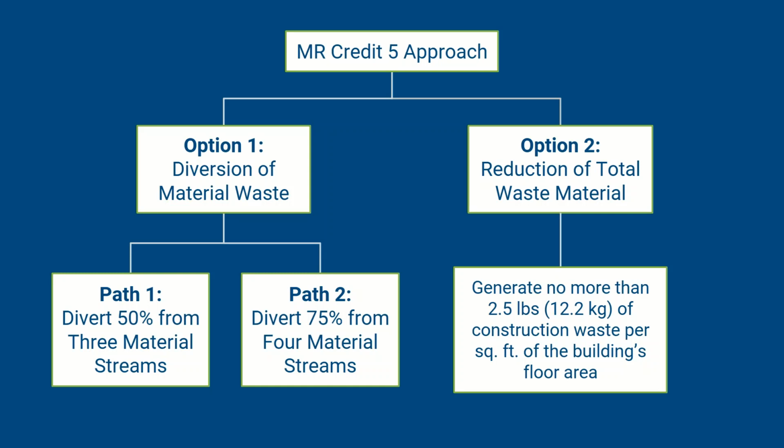The second approach to earning credits in this category is by reducing the total quantity of waste material created. By generating no more than 2.5 pounds of construction waste per square foot of the building's floor area, a project team can earn 2 credits in this category.